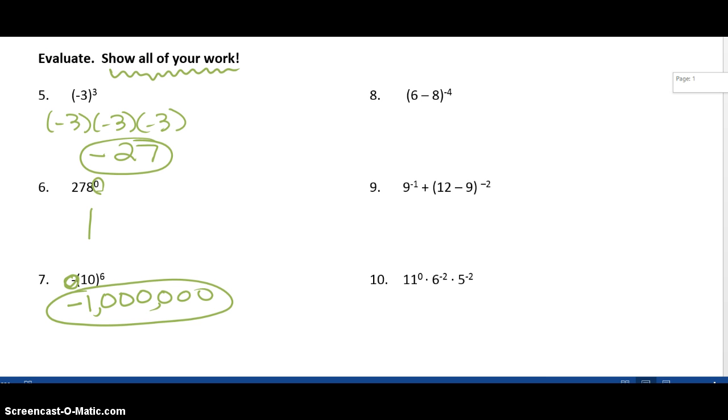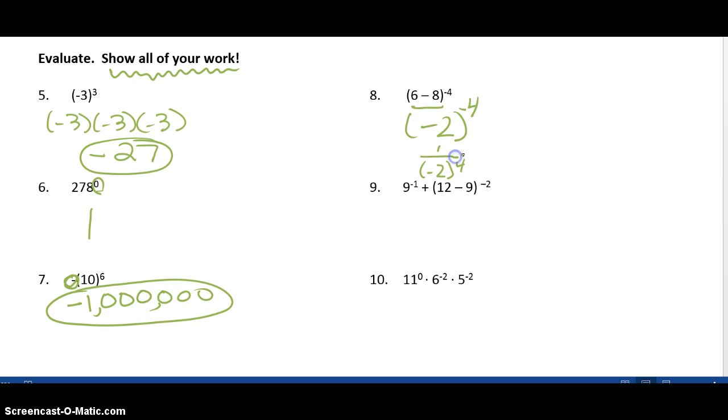Go back up to 8. We have 6 minus 8 in parentheses to the negative 4th power. First we evaluate what's inside those parentheses. 6 minus 8, we remember our integer rules, should be a negative 2. That is still in parentheses to the negative 4th. Now when we have negative exponents, remember we want to use the inverse. So that should end up being 1 over negative 2 to the 4th power.